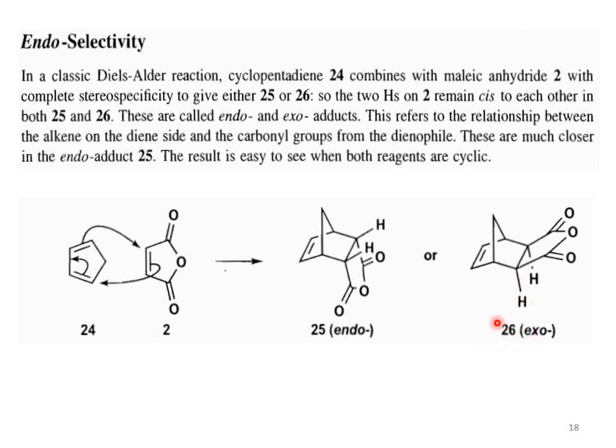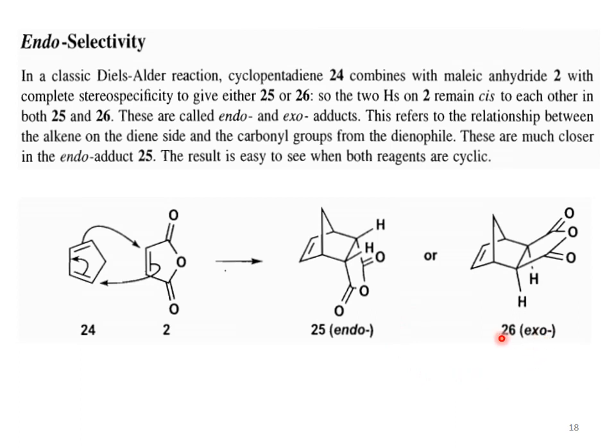Here I give you a hint to guess whether the product is exo or endo. See over here, this is a bridged carbon. This bridged carbon is from the diene side. This bridge, and see the carbonyl group. The bridge is pointed upward, see over here, this is pointed upward. And these carbonyl groups are pointed downward. So I can say the bridged carbon and these carbonyl groups of the dienophile are opposite to each other. So such a product will be called endo.